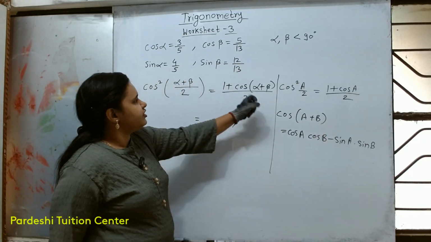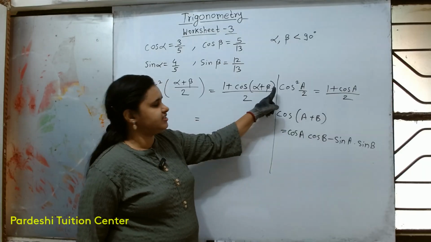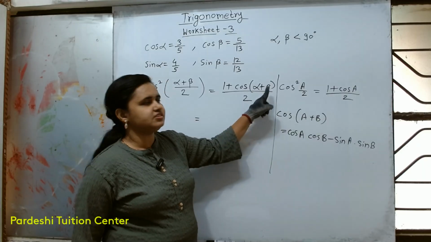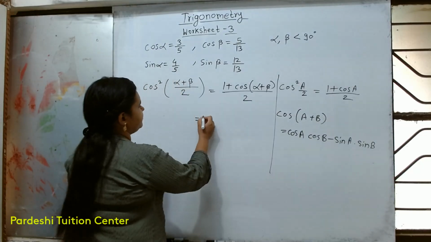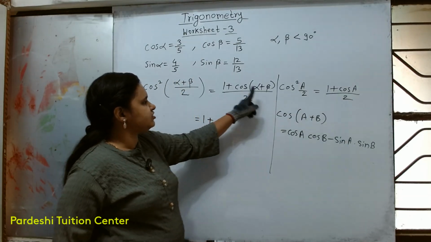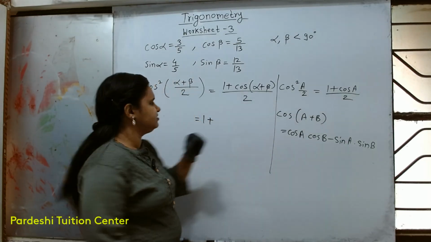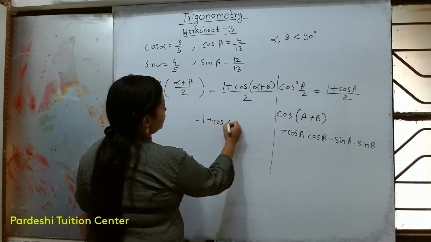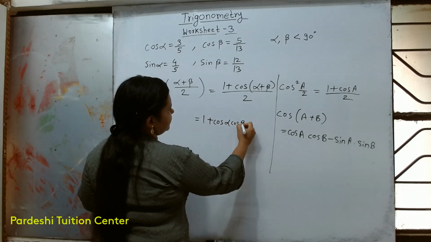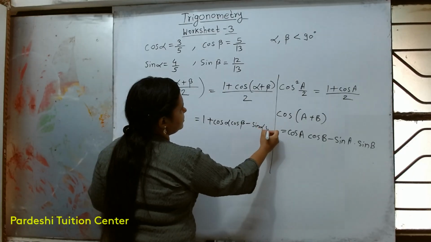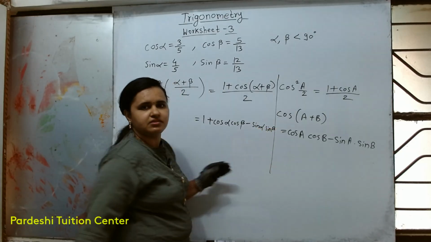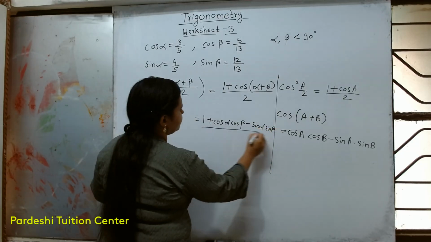So if we consider it as A and this as B, cos of A plus B, we can write it in this form. So it will be 1 plus cos alpha cos beta minus sin alpha sin beta, upon 2.